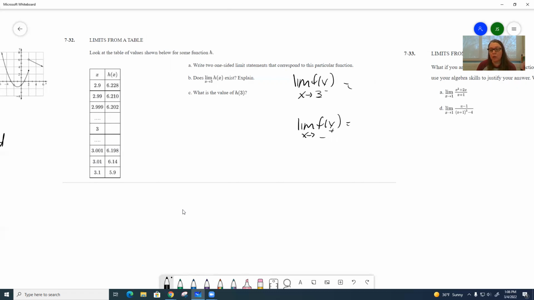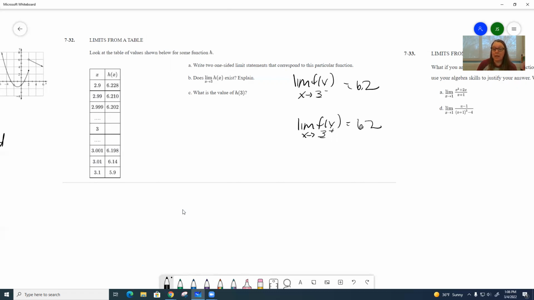So this would be 3 from the left and the right. And I look at the y value. So from the left, the numbers are smaller and getting bigger, the y values seem to be getting closer to 6.2. And then here, as the numbers get closer to 3 from the right, again, the y values seem to get closer to 6.2.